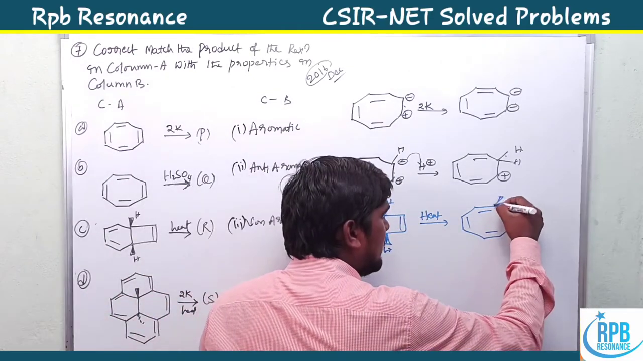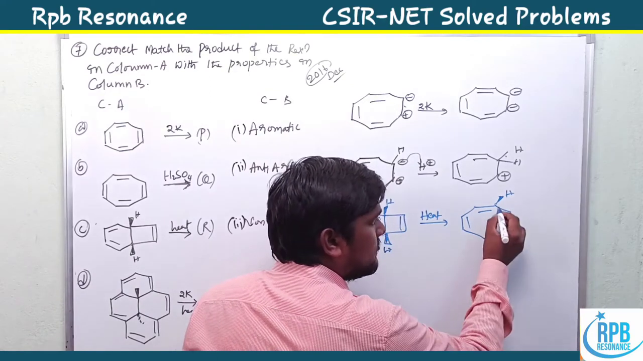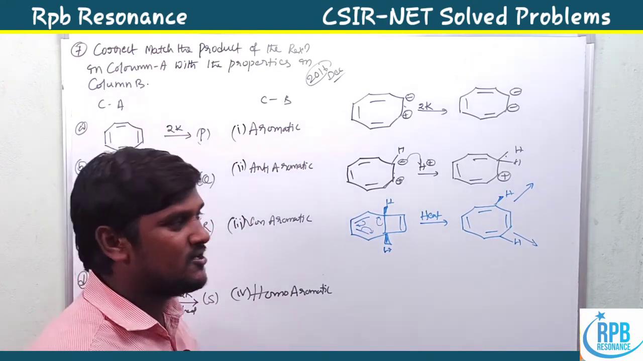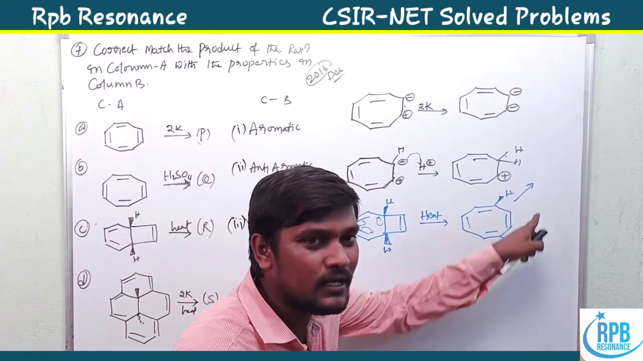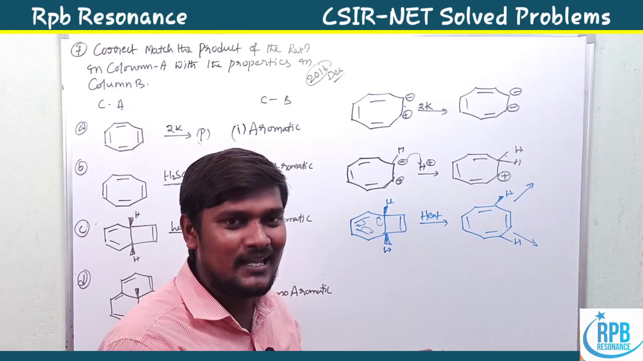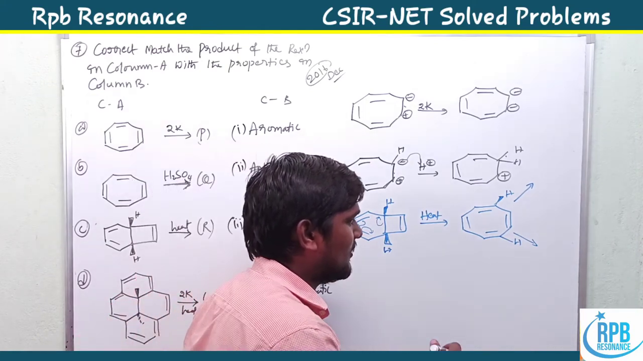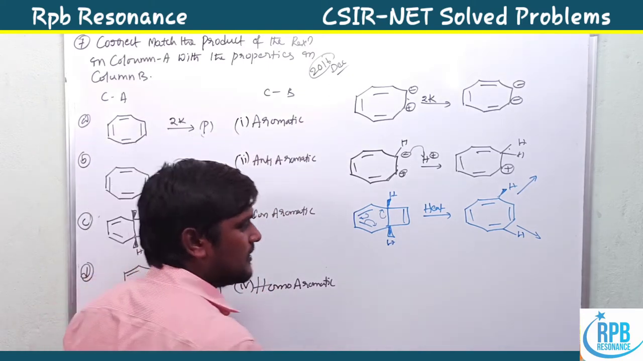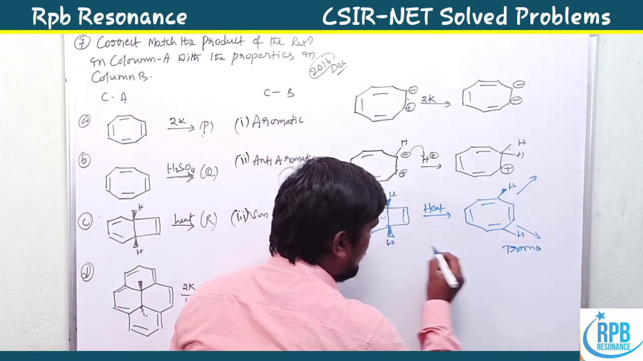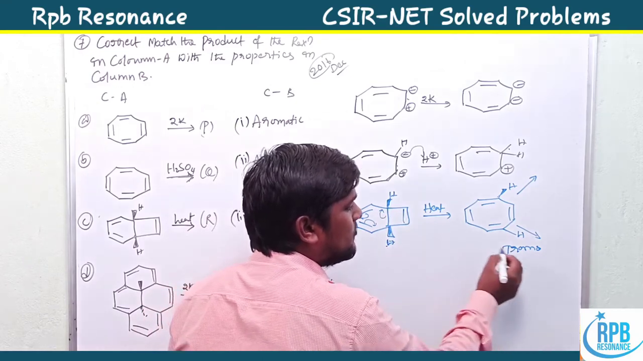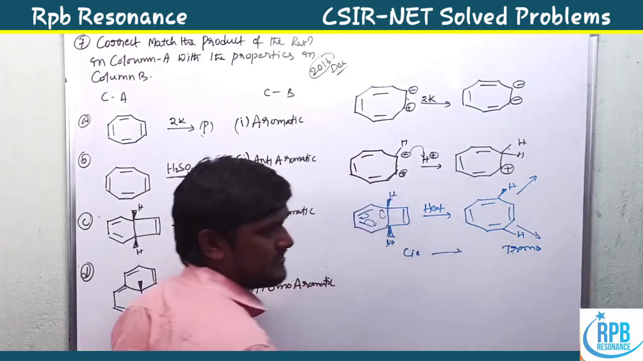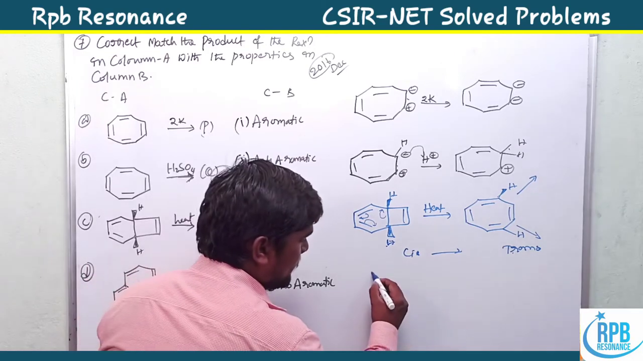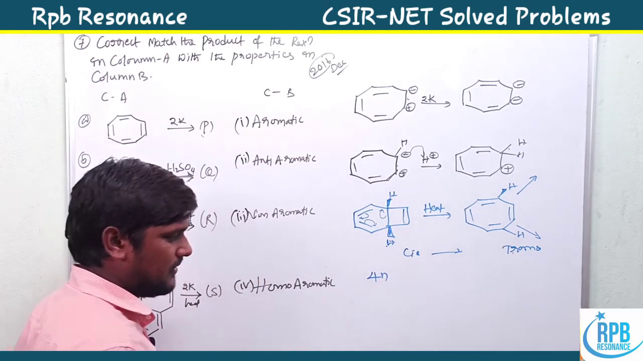So here there is a hydrogen over there and a hydrogen over there. One hydrogen goes in the upward direction and another hydrogen in the downward direction. They cannot cross each other, that's why those are in trans positions. These two hydrogens are cis, and cis becomes trans. That is the disrotatory mode.